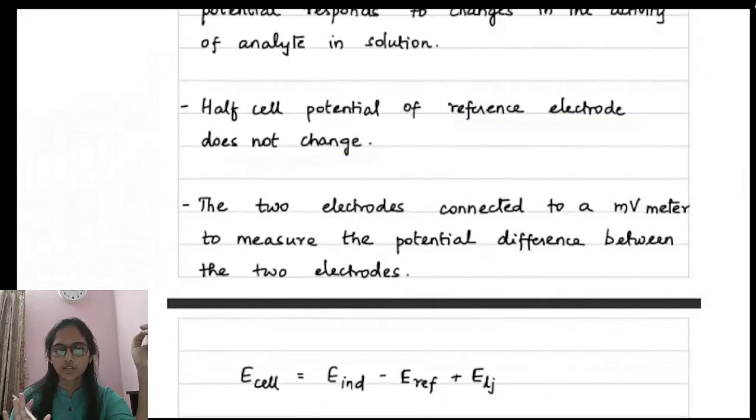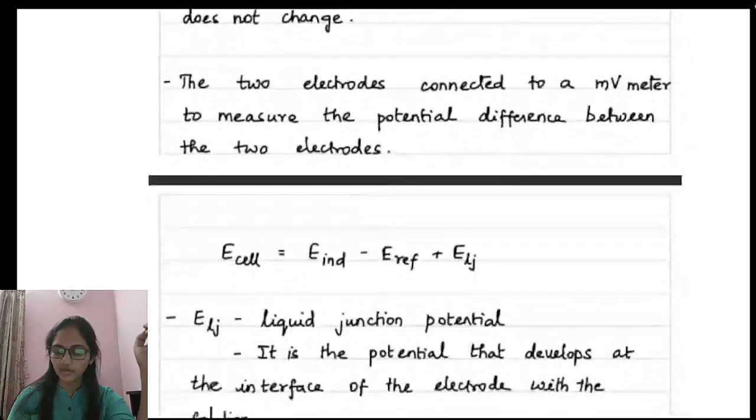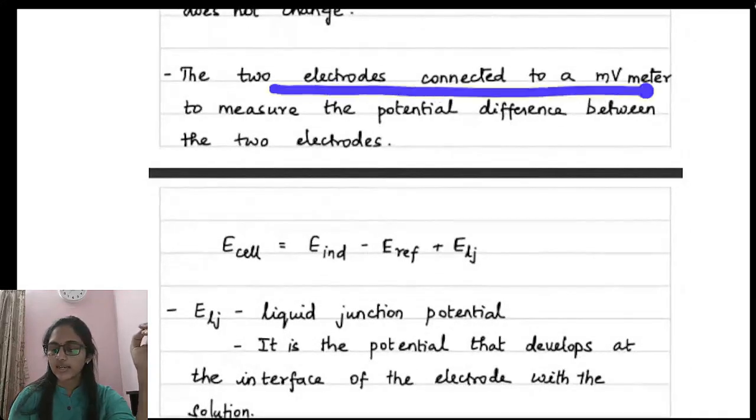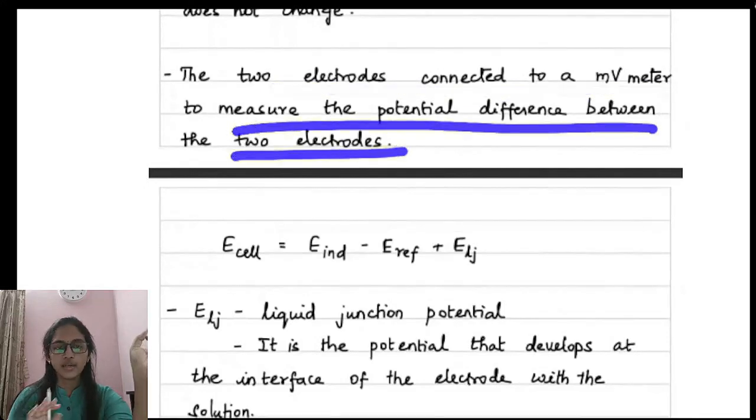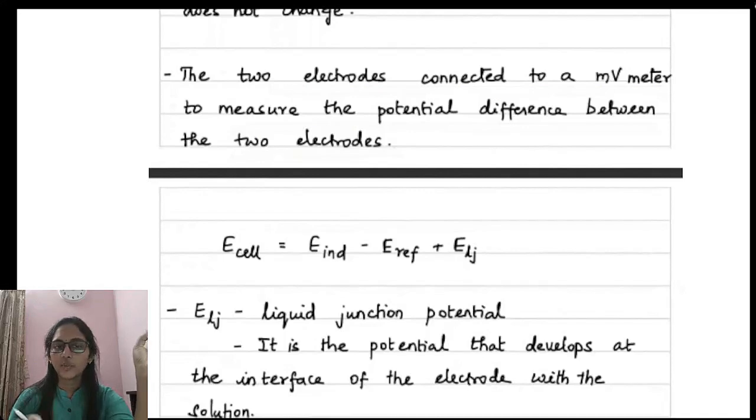Mostly it will not change. A minimal amount of changes can happen that will lead to measurement errors, so we need to minimize those errors. What is that? I will tell you now. The two electrodes are connected to the meter, the voltmeter, to measure the potential difference between the two electrodes. Yes, so I hope it's clear now.